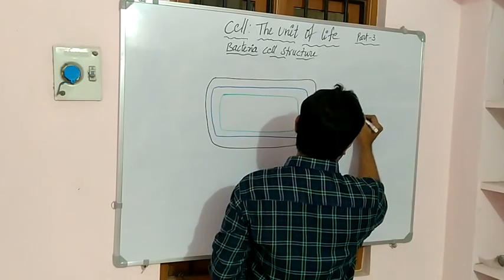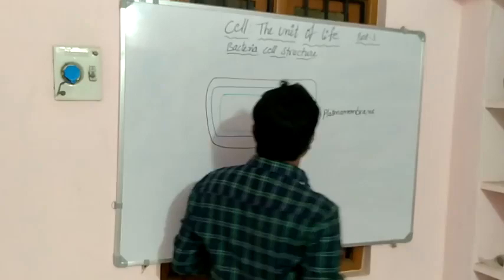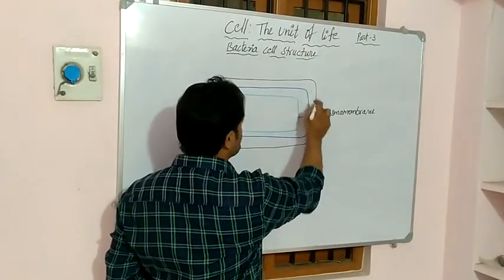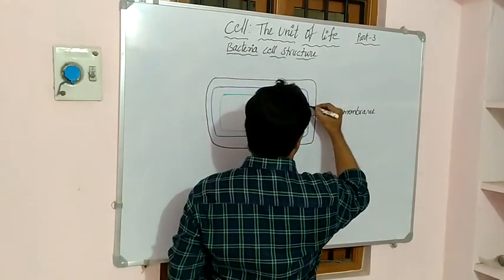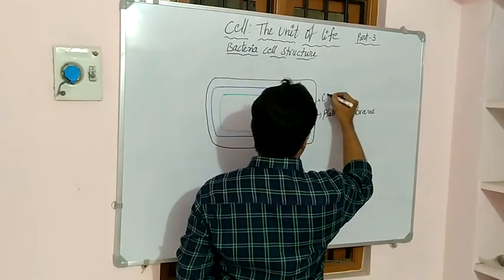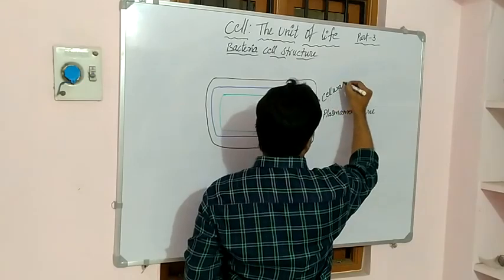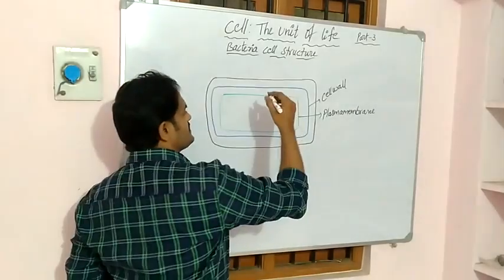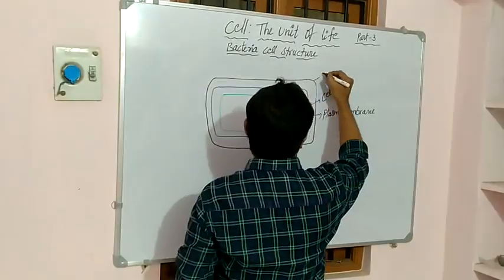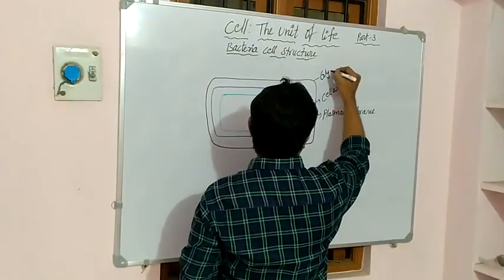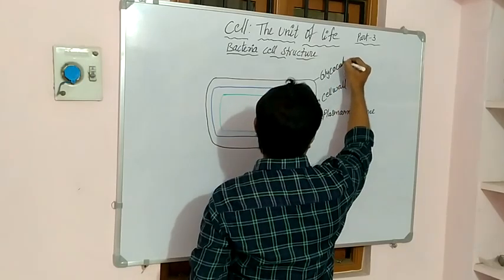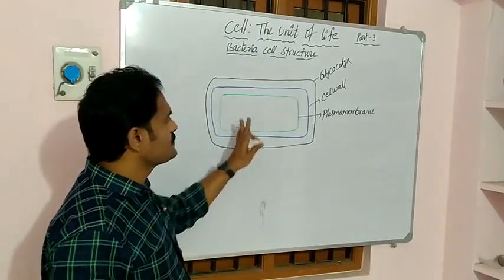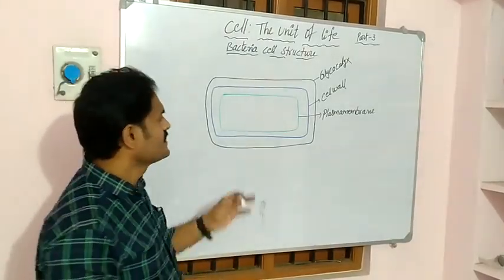Plasma membrane. Outside of the plasma membrane there is one more membrane here. This membrane is called the cell wall. Then the outermost layer of the bacteria cell is called the glycocalyx. Glycocalyx. So like this, the bacteria cell is enclosed by these three membranes.